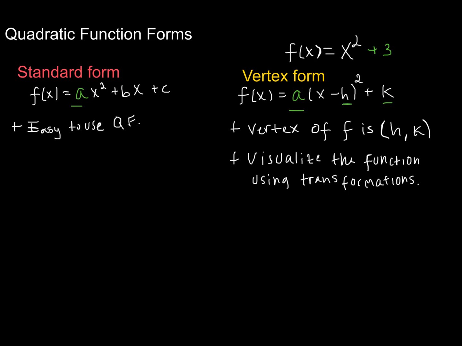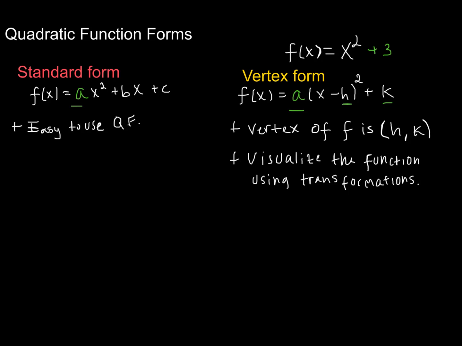So basic idea is standard form, it's really easy to implement the quadratic formula in order to solve. So standard form is very easy when trying to solve a quadratic, but vertex form is really helpful in visualizing what the function will look like by thinking about the transformations to my basic x squared function. Okay? In other words, there are built-in pieces of my vertex form which are just going to sort of tell me what my parabola looks like.